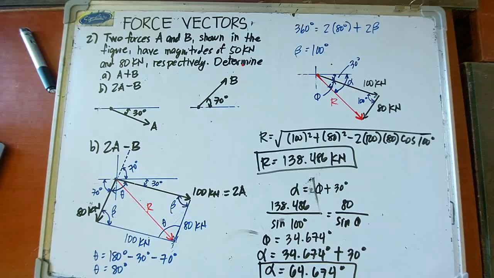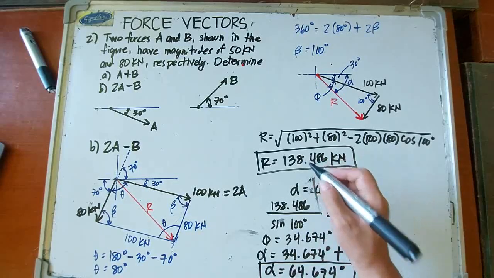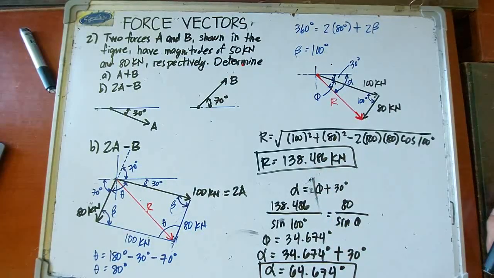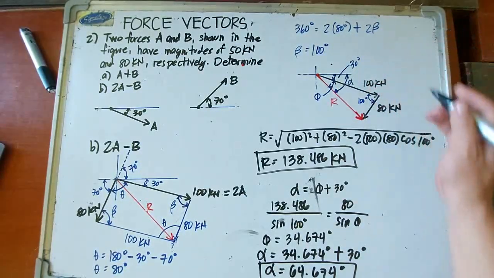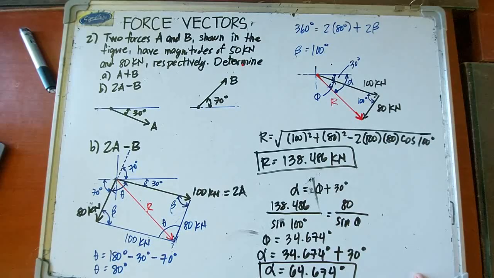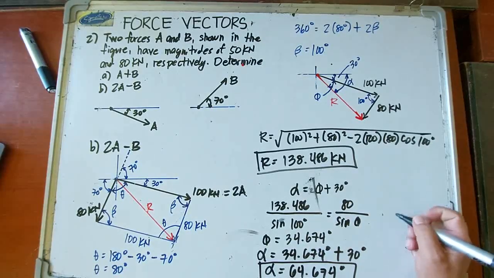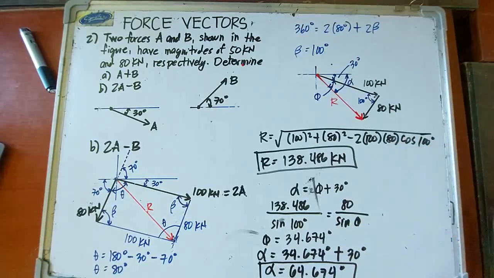So this is the direction of the resultant force. The resultant force is equal to 138.486 kilonewtons, 64.674 degrees from the positive x axis. So measured siya clockwise, yung measurement niya from the positive x axis. Okay? So that's number 2.